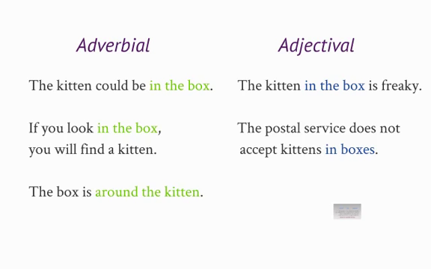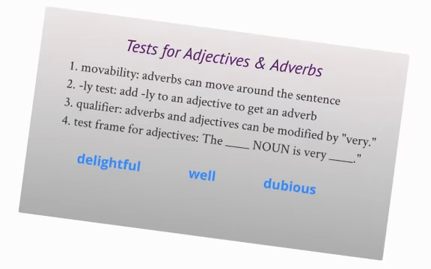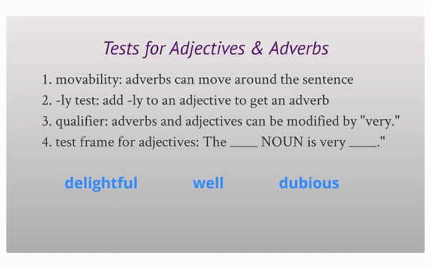We also went through a couple different tests for determining do we have adjectives and or adverbs. One of the greatest tests for adverbs is movability. You'll notice in the sentences I wrote, my adverb appeared all over the place. Adjectives can't move. They tend to be stuck. If I can add ly to a word and get an adverb, I'm probably dealing with an adjective.